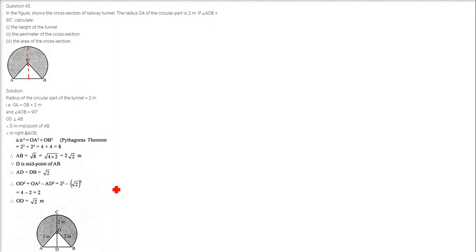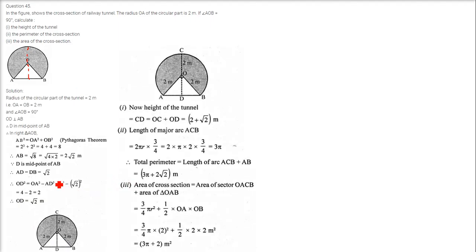The figure shows the cross section of a railway tunnel. The radius of OA of the circular part is 2 meter. If angle AOB is 90 degree, find the height of the tunnel. So we have to find out the height of the tunnel and the perimeter of the cross section and the area of the cross section. So here is the figure, how we are going to do this.